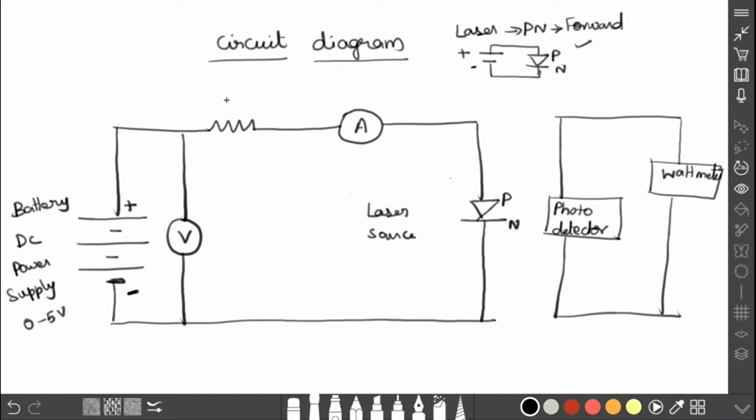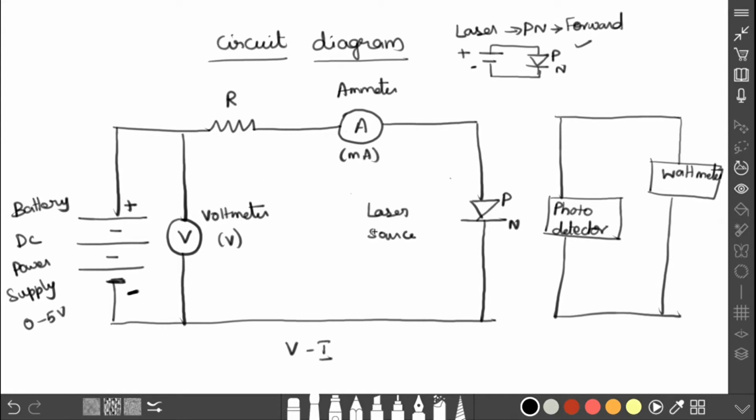And then the resistor should be connected in series. This is the ammeter. Here we are going to measure the current, which is in the order of milliampere, right? And here the voltmeter is always connected in parallel to the battery's power supply. This is the voltmeter; we measure in volts. And this PN junction is nothing but the laser source. So the first part is required for VI characteristics, voltage versus current.